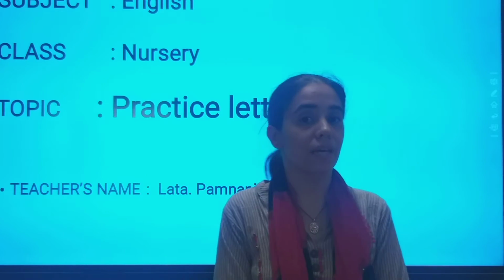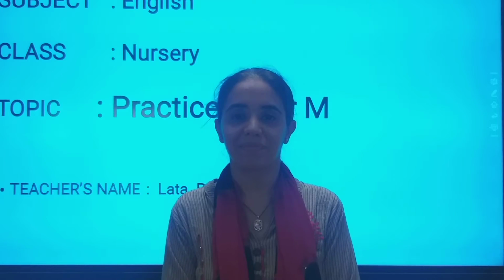So students, in the last class I taught you letter M, right? हमने identification देखे थे कि M से कौन-कौन से objects होते हैं, right? So today we will write letter M in notebook का.